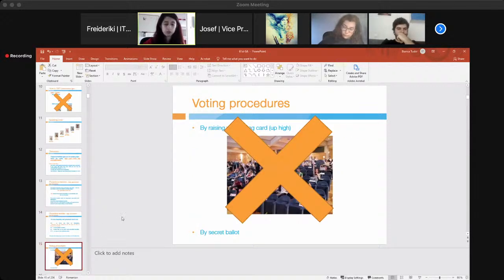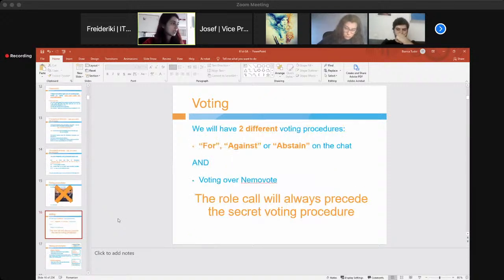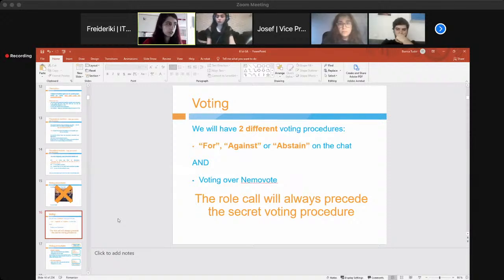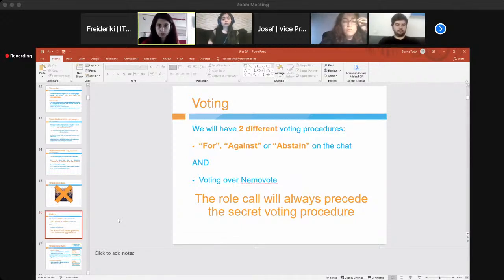How do you vote? Well, not by raising your voting card or by secret ballot. We will have two types of voting procedures: by typing for, against, or abstain in the chat, and voting over Nemo vote. We switched from Google Forms to Nemo vote as we investigated a better option to vote secretly, and some of you might already be used to Nemo vote, and it is quite a great platform to use.